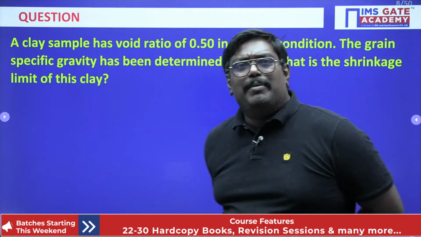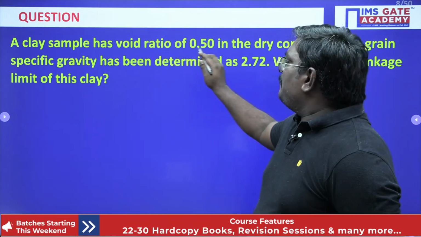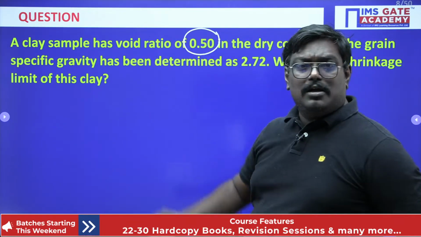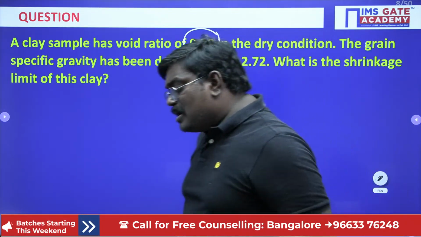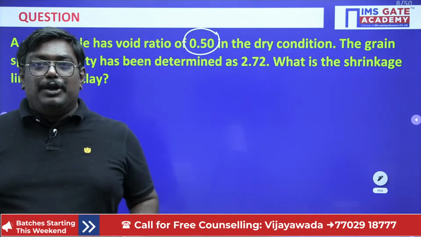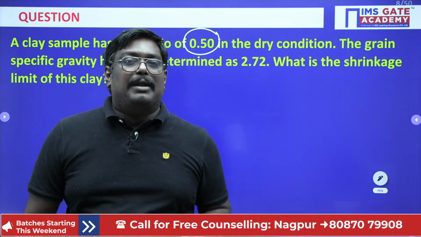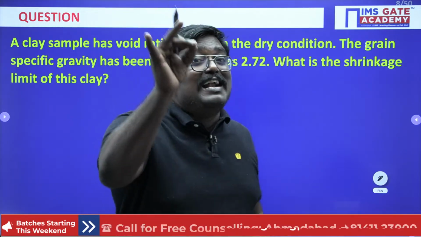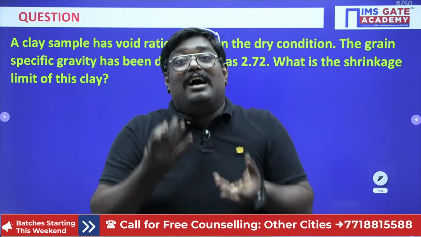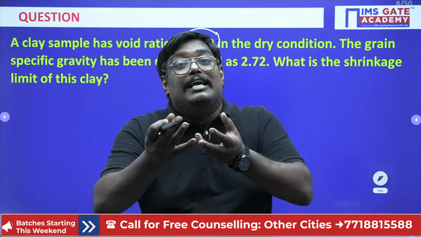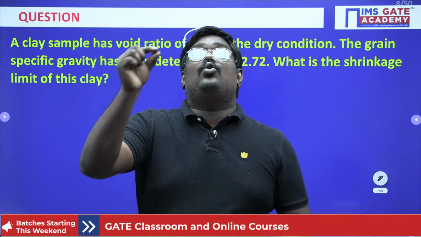So here we have a beautiful question, my dear students. A clay sample has a void ratio of 0.5. So the void ratio given in the problem was 0.5. Remember, my dear students, whenever you are writing a GATE exam, the first and foremost step to solve a problem is to write the given data. When you write the given data, you can write your own equation or remember that equation. So please use some time to read the data.